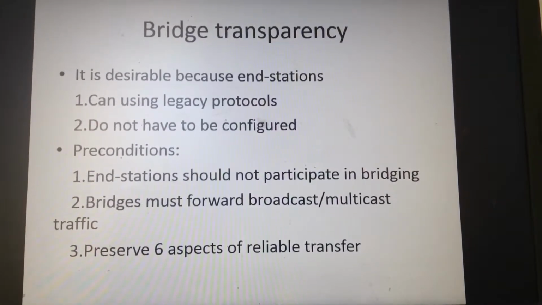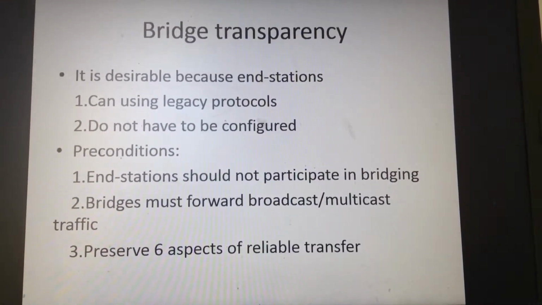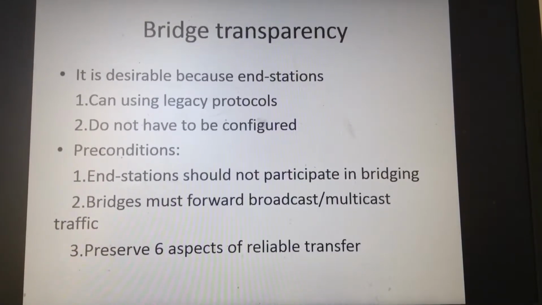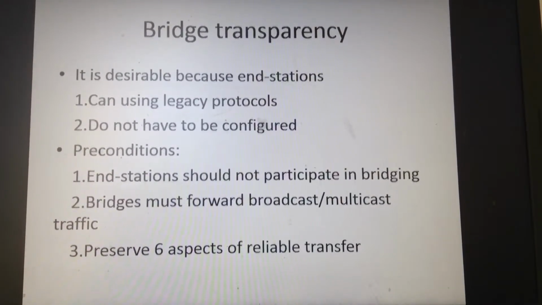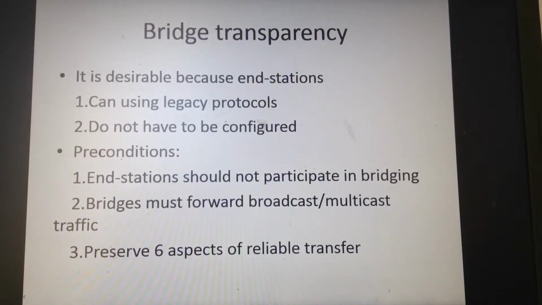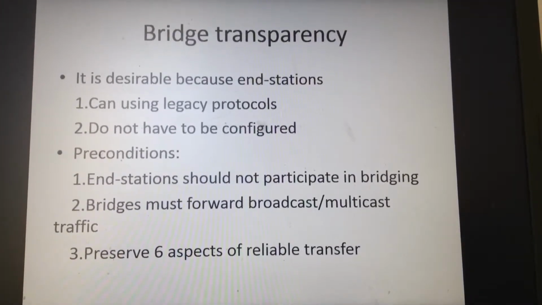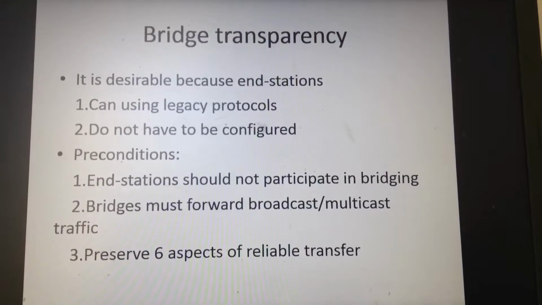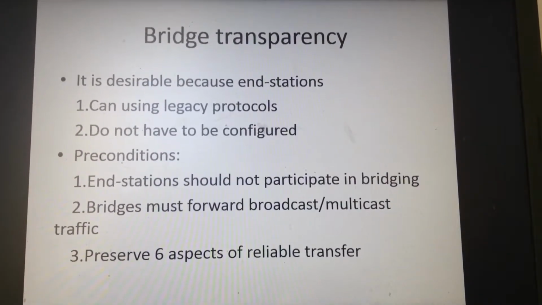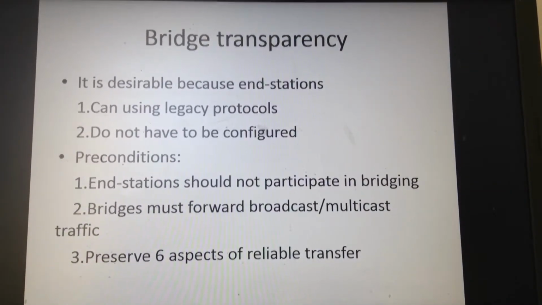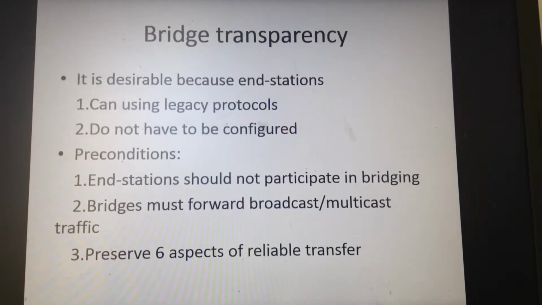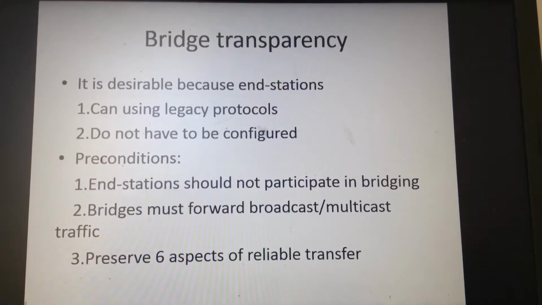Transparency means bridges only rely on the MAC address, so it's totally transparent to the higher layers, and it's desirable because the end stations can use legacy protocols and don't have to be configured. There are three preconditions. End stations should not participate in bridging, and bridges must forward broadcast or multicast traffic and preserve six aspects of reliable transfer.